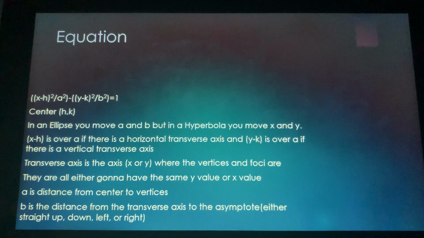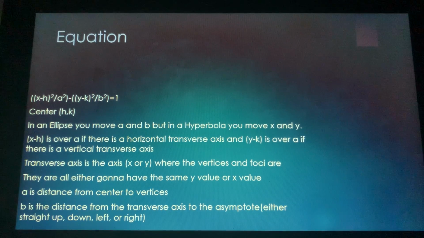Now, here, this part's a little tricky. In an ellipse, you move a and b. A and b can be either on the right or left, depending on the orientation. A is always under whichever one it's oriented. It's the same in hyperbolas, but instead of moving the a and b, you move the x and y.